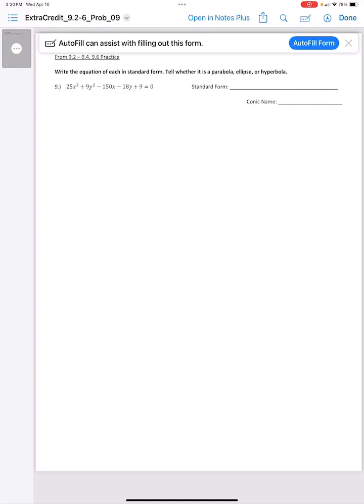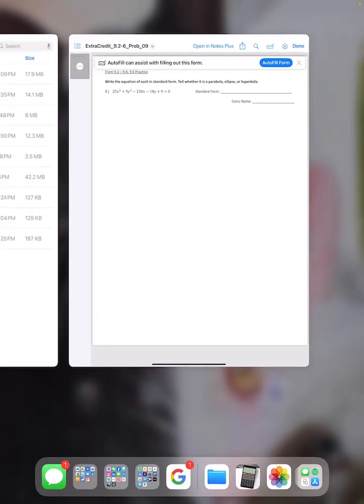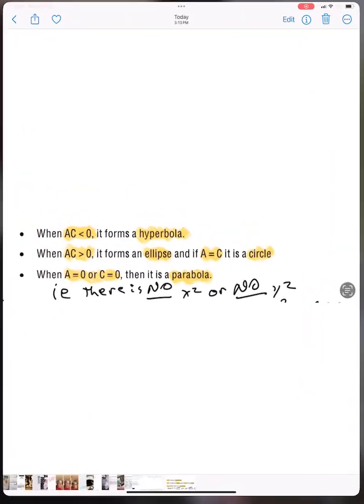Bagwell. This is problem number 9 from the practice problems of 9.2 to 9.6. This is from an extra credit assignment, and I have to solve this equation. Write the equation in standard form and tell whether it's a parabola, ellipse, or hyperbola. So the first thing I want to show you guys is this.